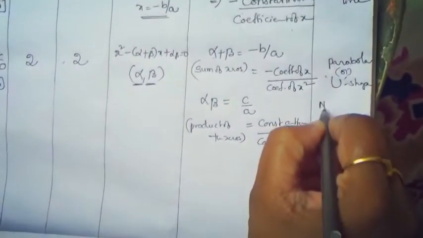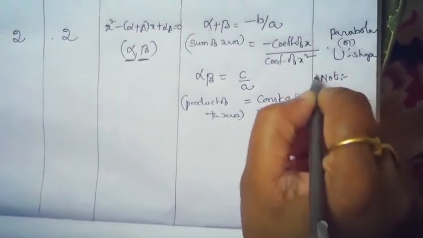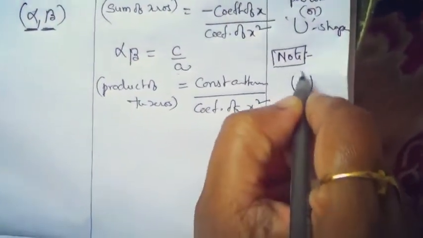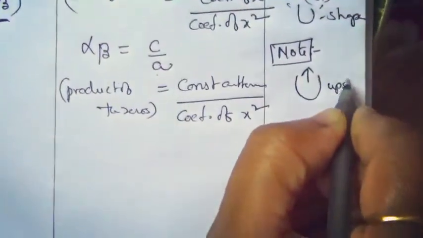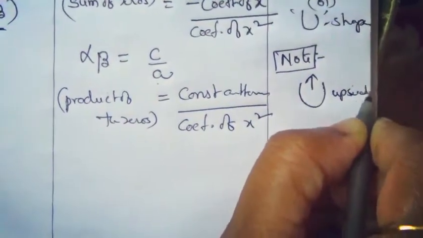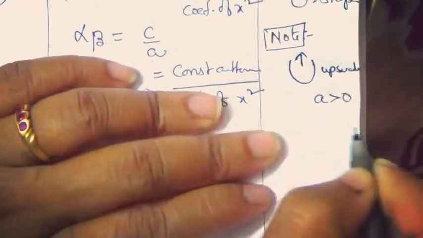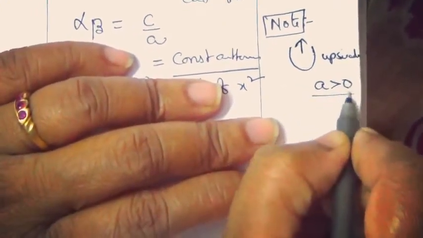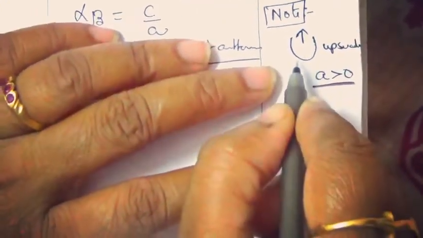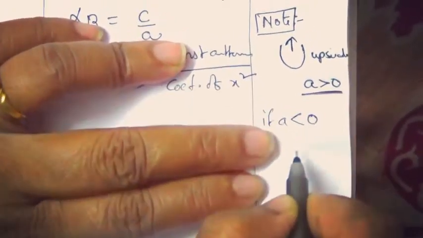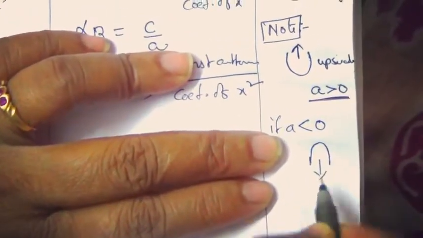And note, just remind this note: if the U shape is upwards, A is greater than 0. If A is greater than 0, then the U shape you will get is upwards. If A is less than 0, the U shape is downwards.